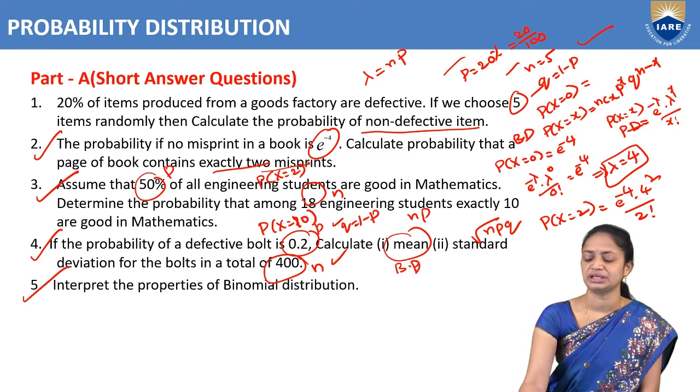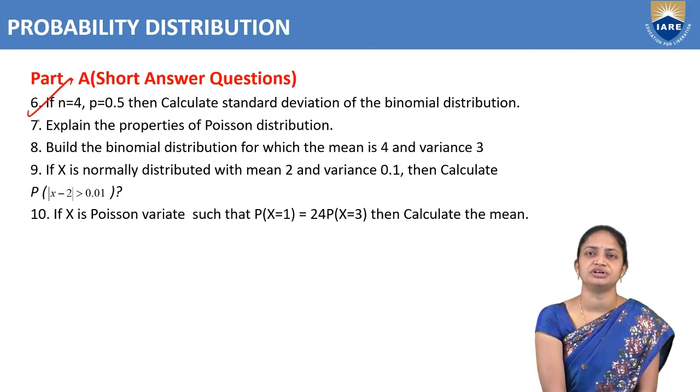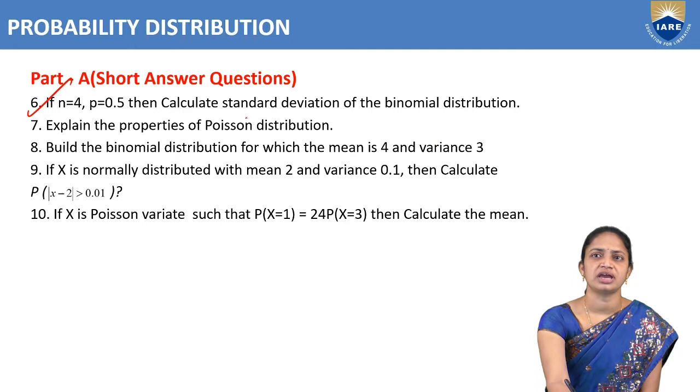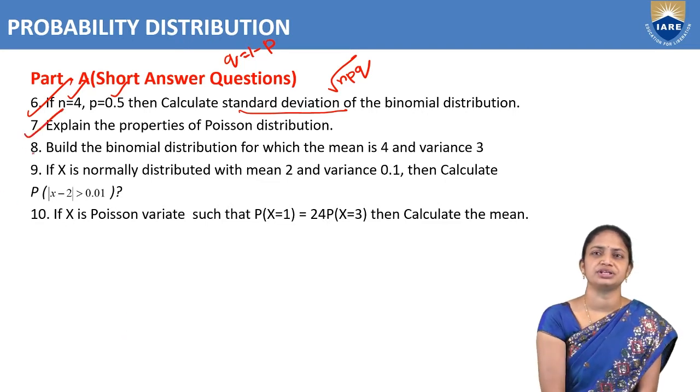Now interpret the properties of binomial distribution. We have to write the properties of binomial distribution. Now coming to the next question: if n equal to 4, p equal to 0.5, then calculate the standard deviation of the binomial distribution. The standard deviation of the binomial distribution is under root of npq. Already they have given n equal to 4 and p equal to 0.5. What is q? q is nothing but 1 minus p. Now explain the properties of Poisson distribution.